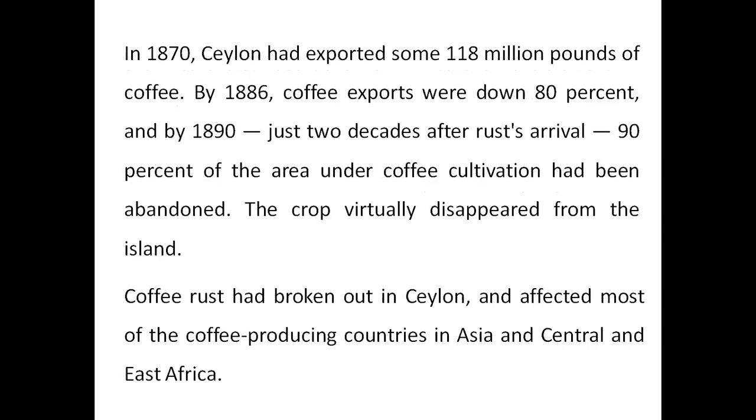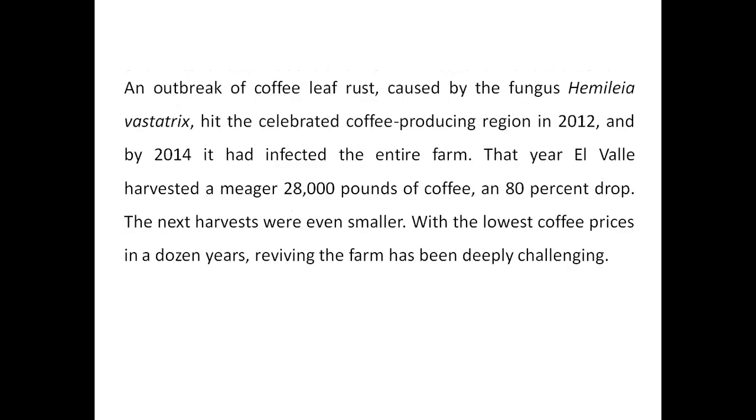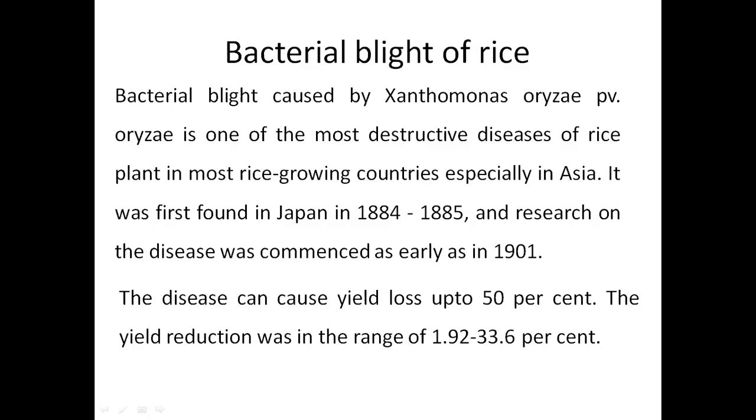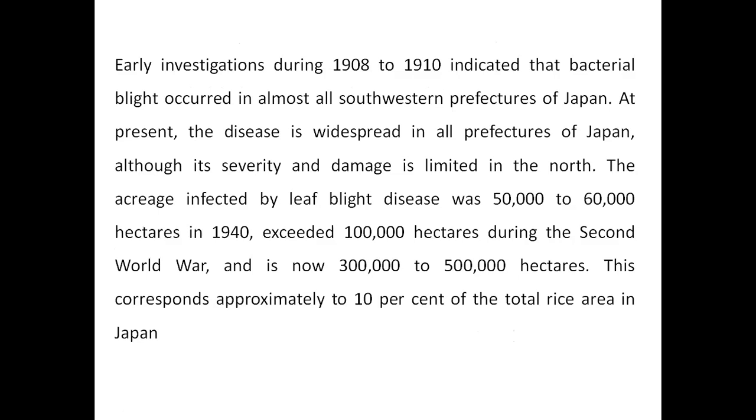Likewise, in coffee rust, these are several examples which you can write and give with the examples. Even for bacterial blight of rice, it is one of the most destructive diseases of rice, first found in Japan in 1884. It caused yield loss up to 50%, and it spread from Japan to almost all rice growing countries of the world. In 1940, 100,000 hectares of rice area was affected with this disease.